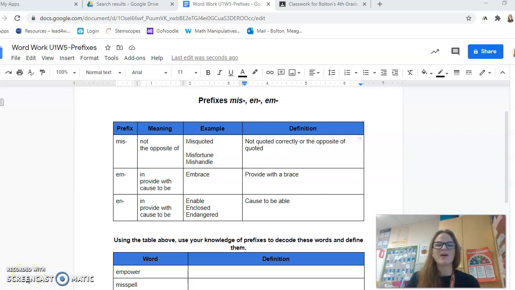Hi boys and girls, welcome to our overview for word work for Unit 1, Week 5. This week we're going to be talking about the prefixes mis, en, and em.